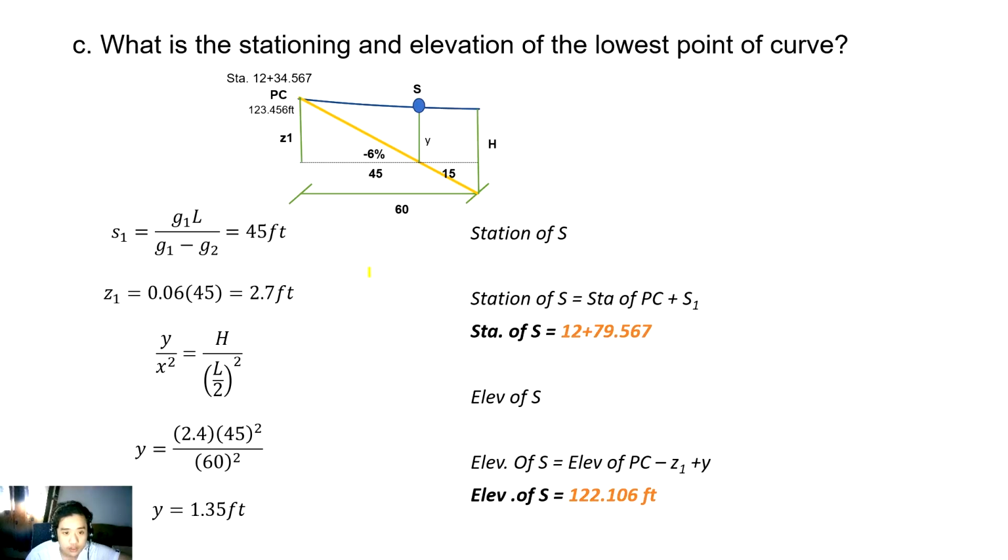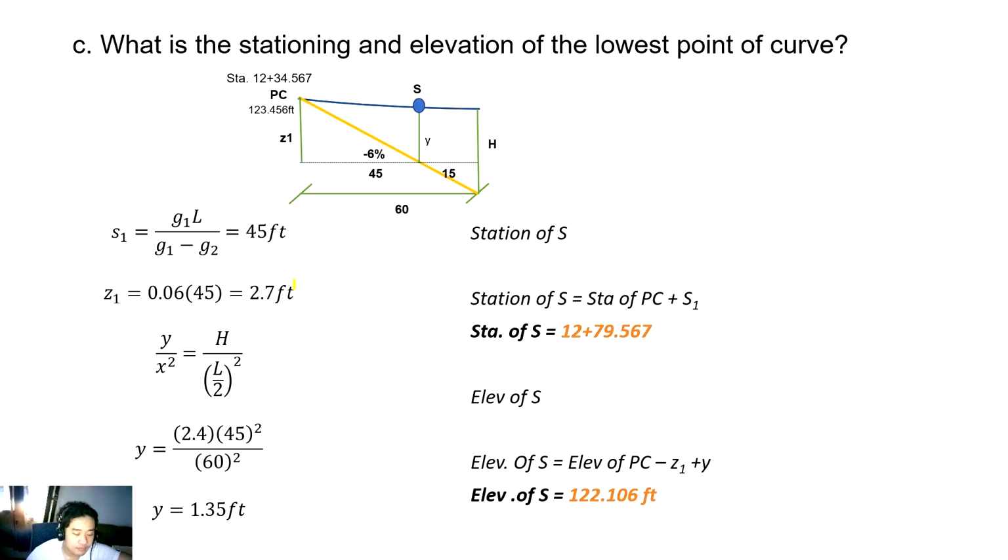So, para naman dito, ang gagamitin natin formula para makuha yung S1 is G1L over G1 minus G2. So, ang G1 natin, again, is 6% times L, which is 120, over G1 minus G2. So, negative 6% minus 10%, and we'll get also 45 feet, just like the previous problem. Then, after that, kukunin natin yung Z1. So, S1 is 45 feet. So, 0.06 times 45, makukuha natin yung 2.7 feet.